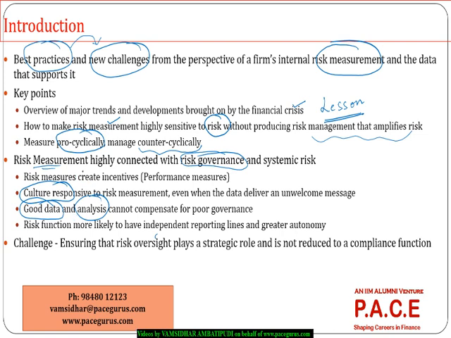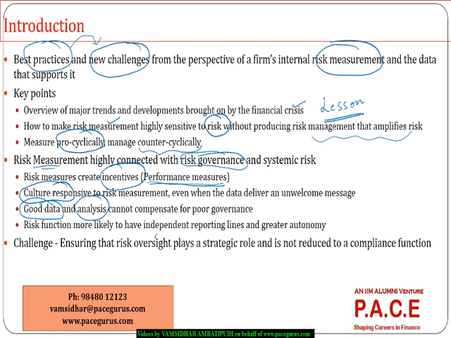And we need to understand that if the risk measurement is integrated into the performance measures of the company, then governance becomes an even more important aspect, because measures are going to create incentives which will force the employees to really tweak the system to take undue advantage of it. So we need to understand that risk measurement is highly connected with risk governance.